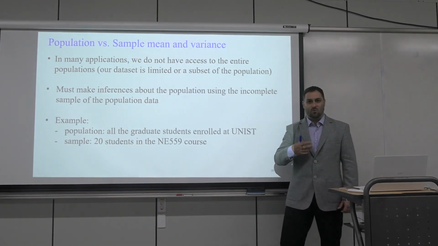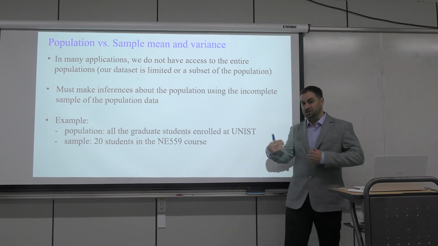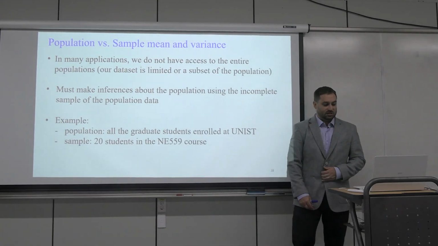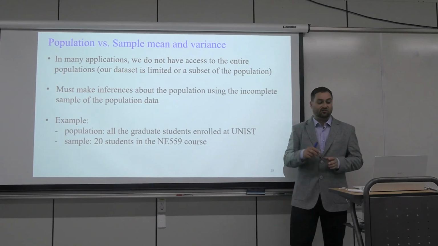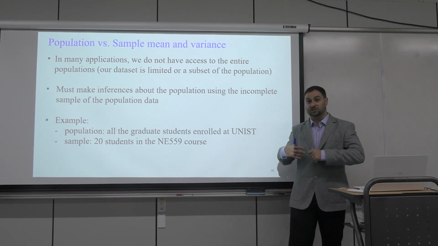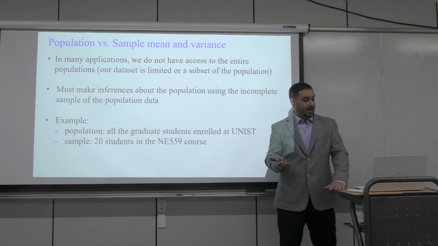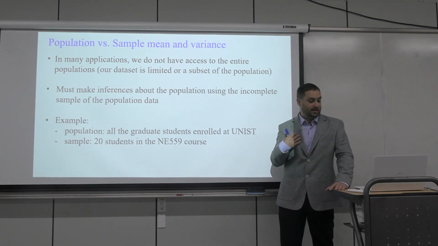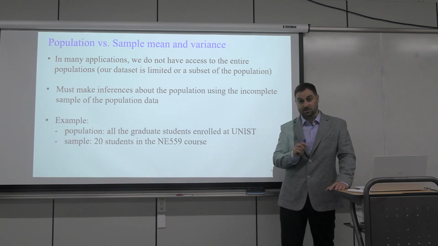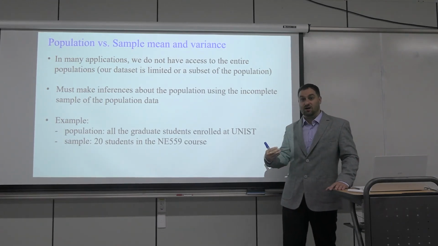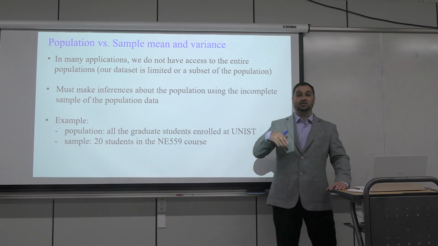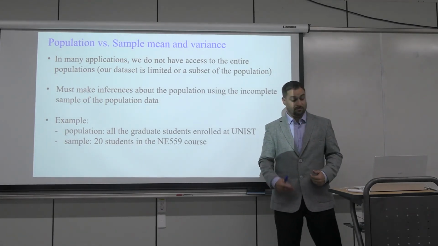And this is what we can use the regression model for, to make inferences. For example, I'm a professor at UNIST, so a population is all of the graduate students enrolled at UNIST. Now I teach a course called NE 559, and there are about 20 graduate students in that course this semester. So a sample of the UNIST graduate school population would be the 20 students that are currently taking my course.